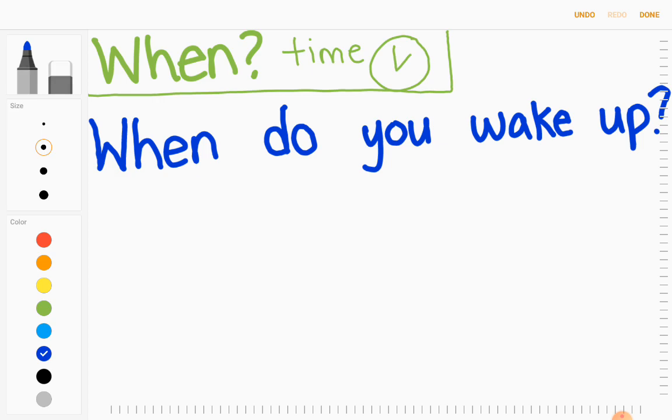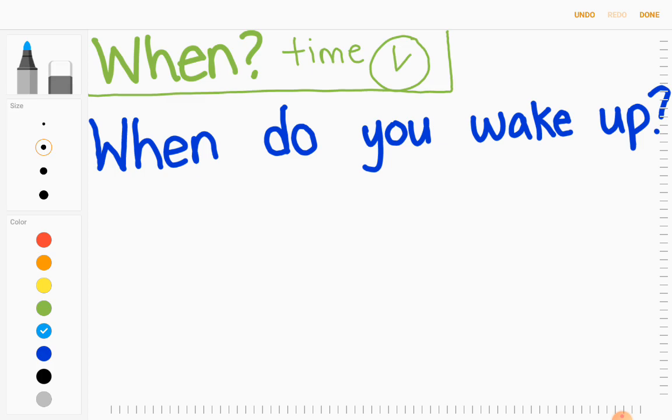Now we need to answer this question. I wake up at... I want you to answer that question for yourself. I wake up at... So I normally wake up around 6:30 or 7. Now that we are staying at home, I don't have to wake up quite as early as normal. I get to sleep in a little bit. So I want you to complete your sentence.